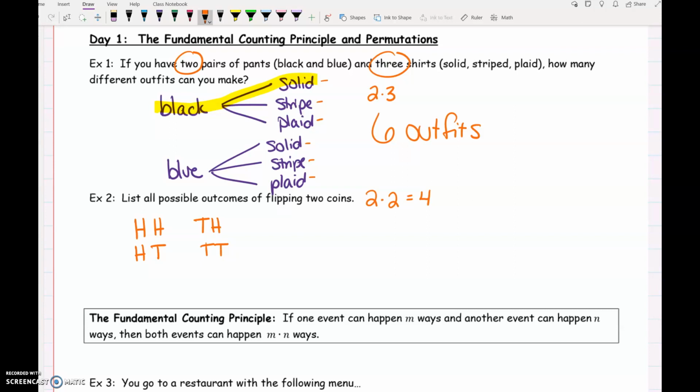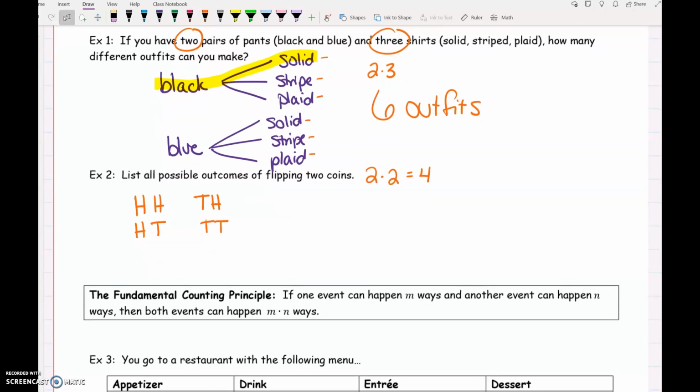Both of these examples illustrate the fundamental counting principle. If one event can happen M ways, say putting on black or blue pants, and another event can happen N ways, say putting on a solid shirt, a striped shirt, or a plaid shirt, the total ways that both events can happen is M times N. So you multiply the number of things together to get the total number of outcomes.